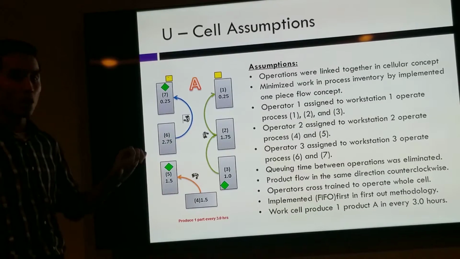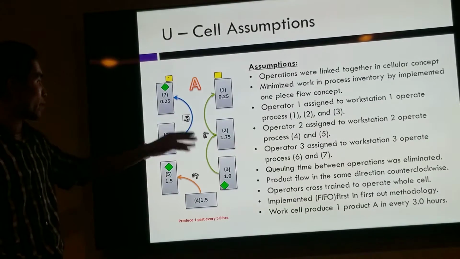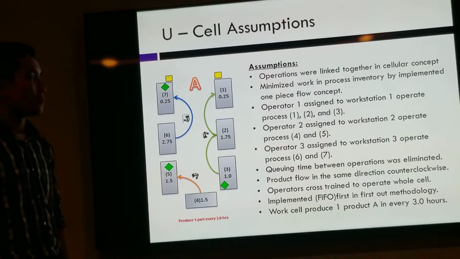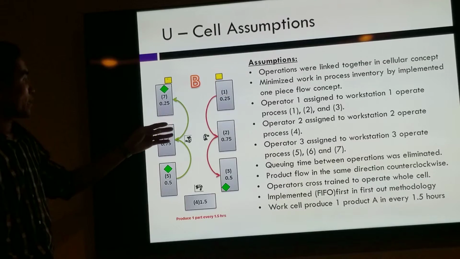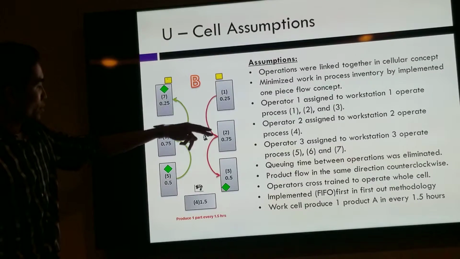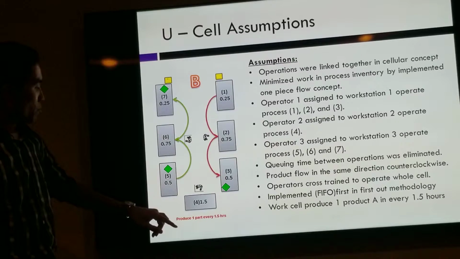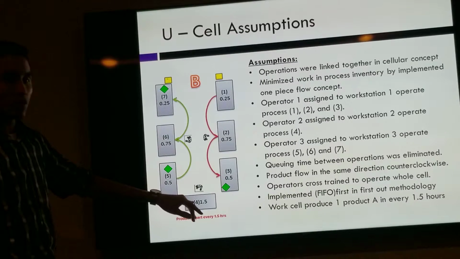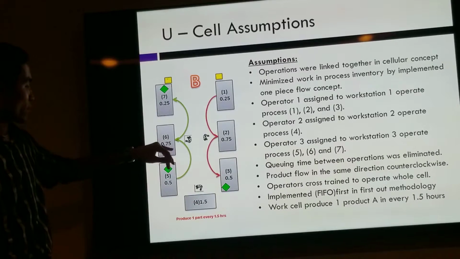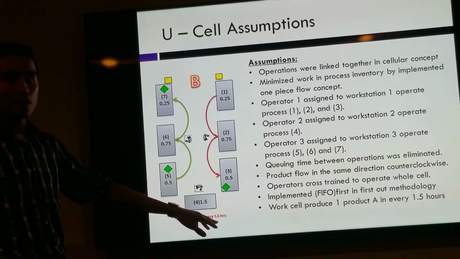And operators will be cross-trained in each process, so you can move them around and they can rotate during their process. And the same for product B, we'll do the same: processes 1, 2, and 3 are station 1, process 4 by itself because it takes a longer time to finish, and 5, 6, 7 is station 3, and it produces 1 part every 1.5 hours.